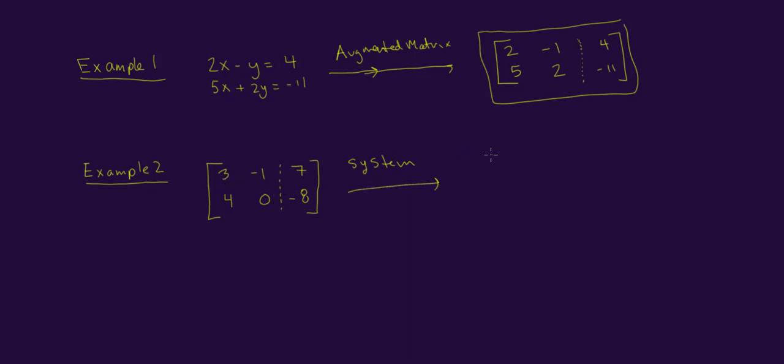We have a 3 in the first slot, so that's presumably with the x, -1 times a y, and that's supposed to be equal to a 7. In the bottom one, we have 4x, no y's, and that's equal to -8. So this is the system of equations that's being represented by that initial matrix that we had in example 2.